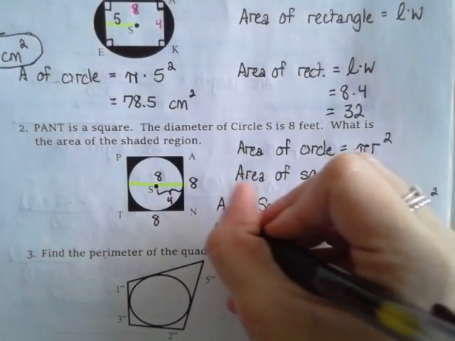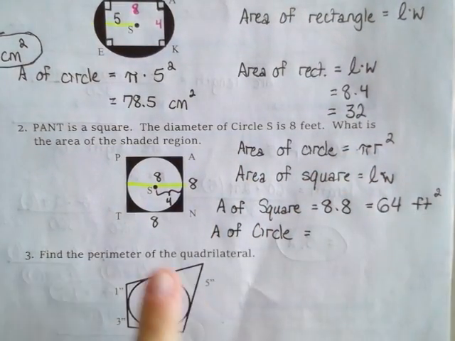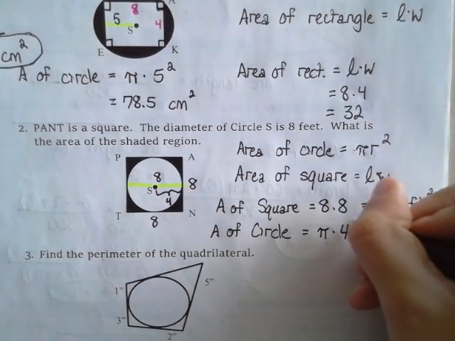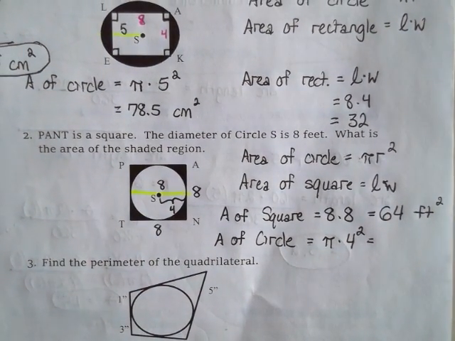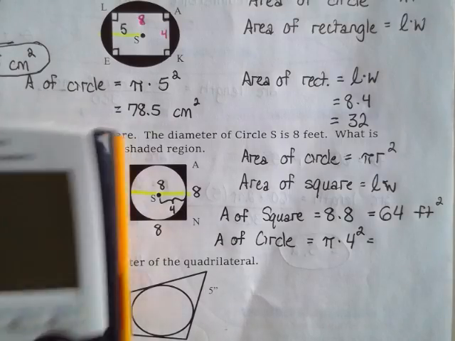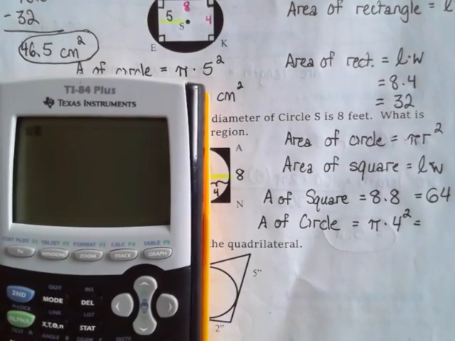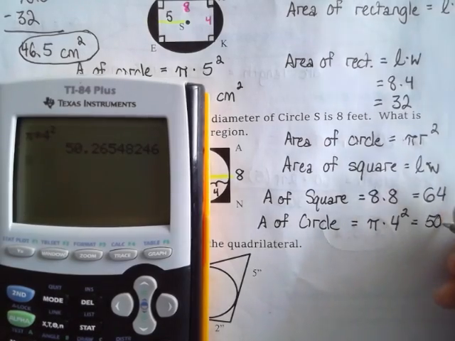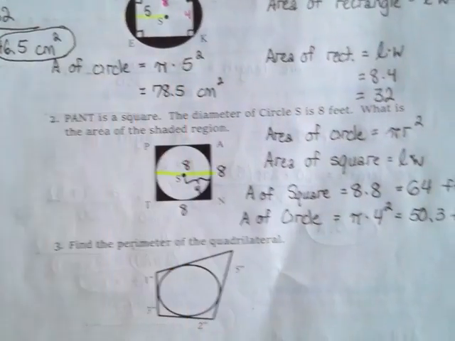Then, to find my area of a circle, I would do pi times 4 squared, because since my diameter is 8, my radius would be 4. And when I type that into my calculator, I'm going to get pi times 4 squared equals 50.3 feet squared.